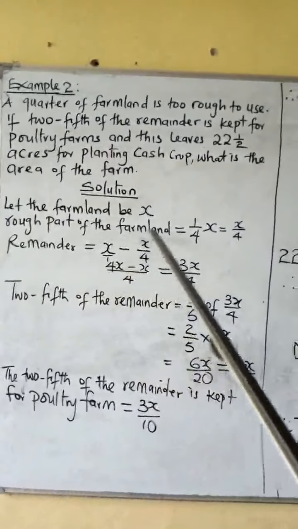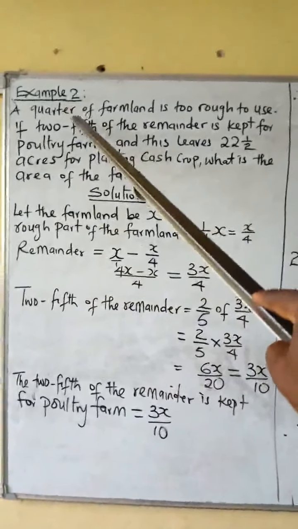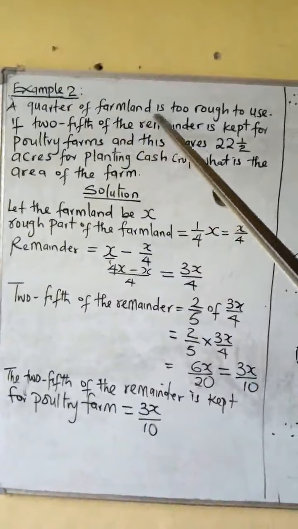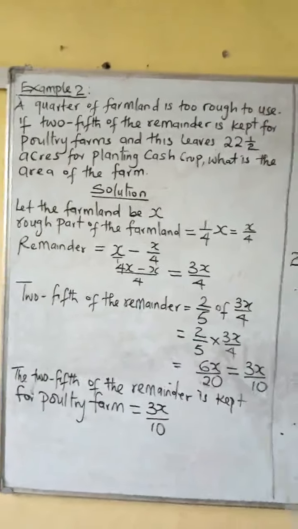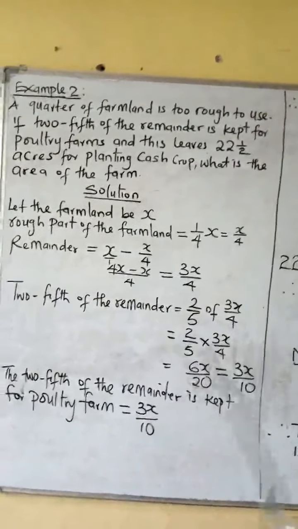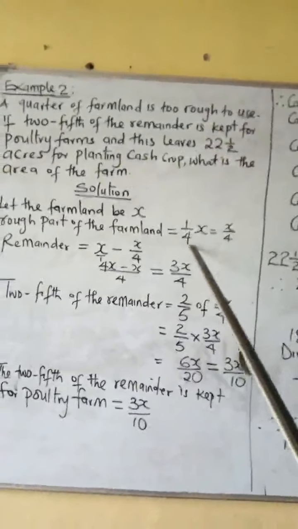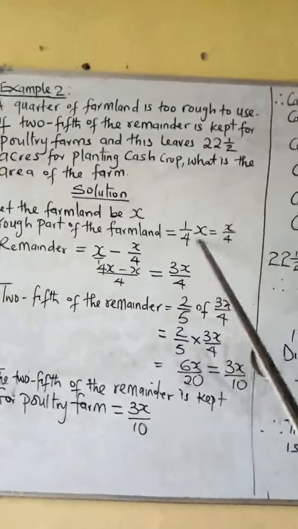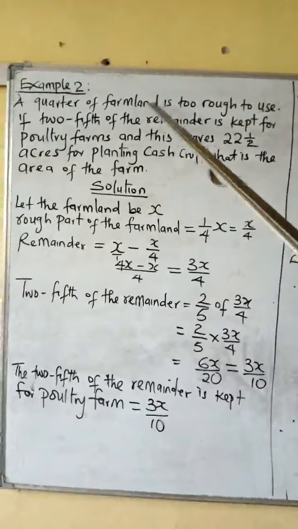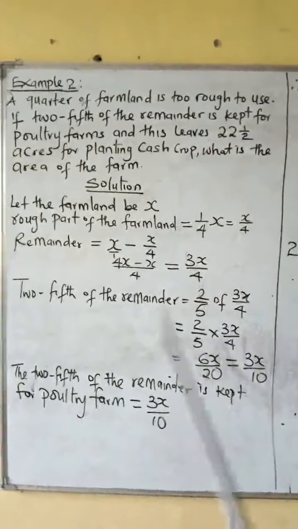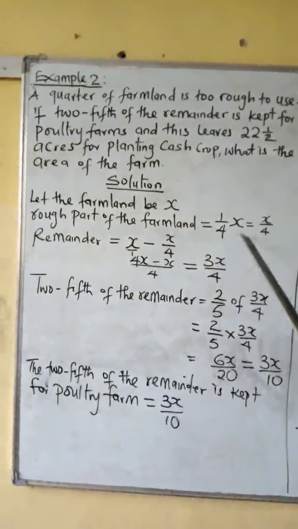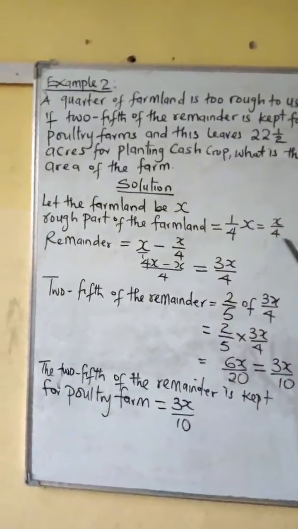Rough part of the farmland, look at it in the question. A quarter of farmland is too rough to use. So get that rough part from the farmland. A quarter, that is 1/4 of X. Remember, the farmland is represented as X. So we have 1/4 of X, which is X/4.